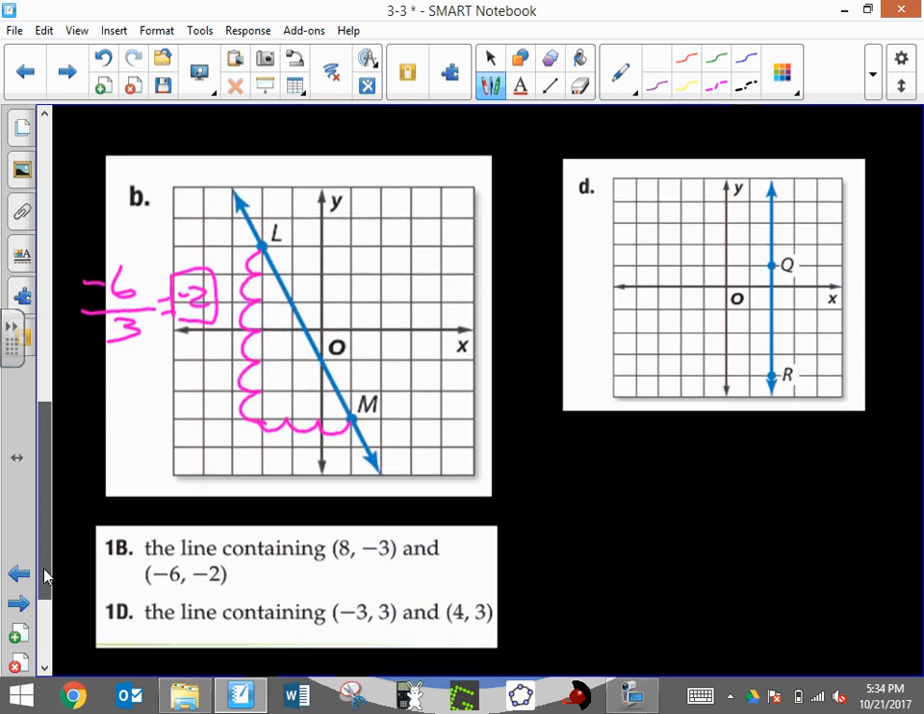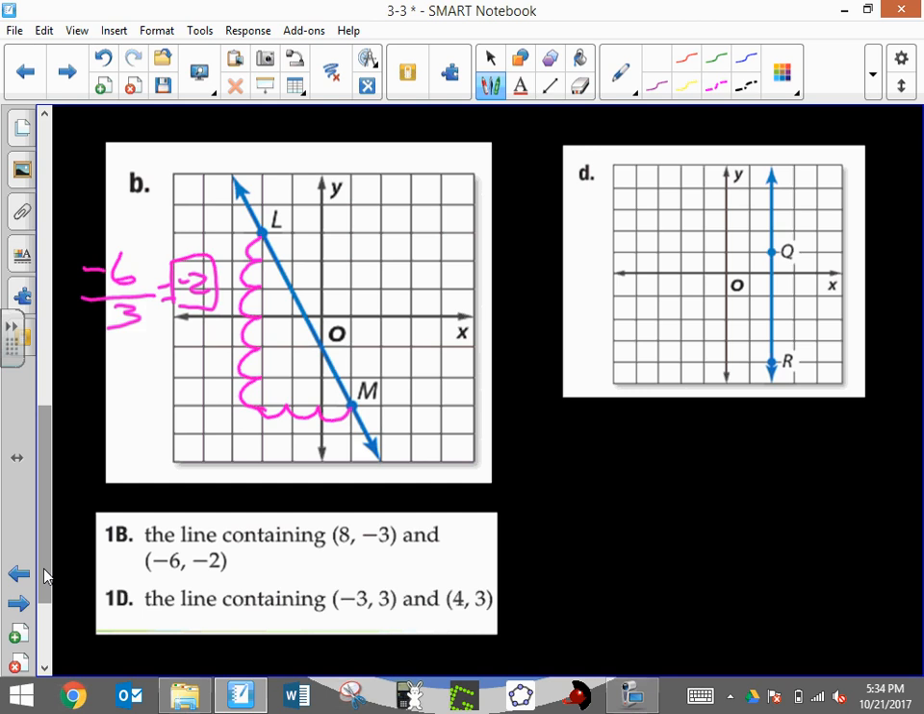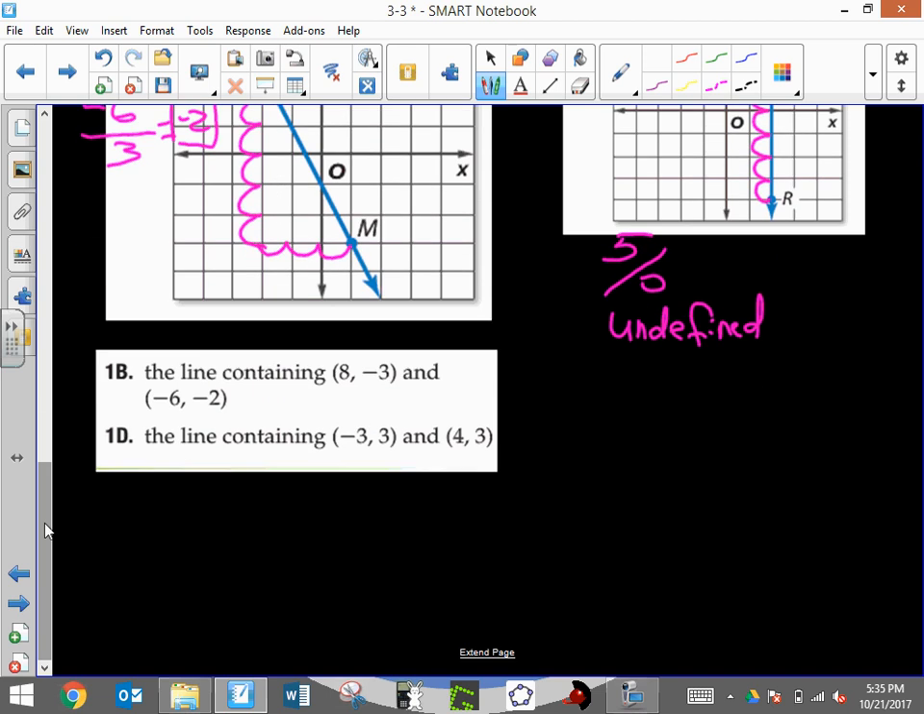In terms of a vertical line, this time I'm going up so many: 1, 2, 3, 4, 5. I'm not going over any, which is 0. Anytime that you have a vertical line, this is going to be an undefined slope because I can't divide by 0.